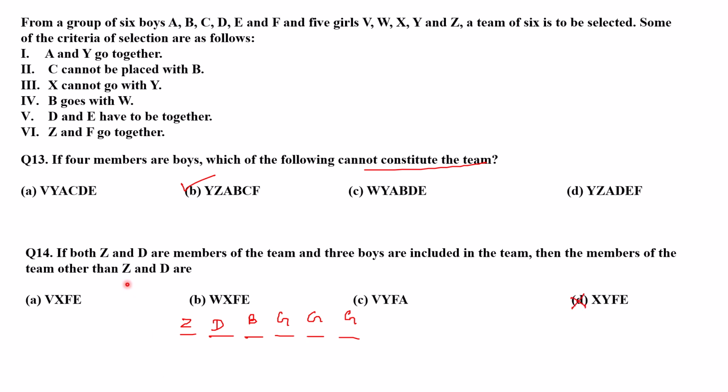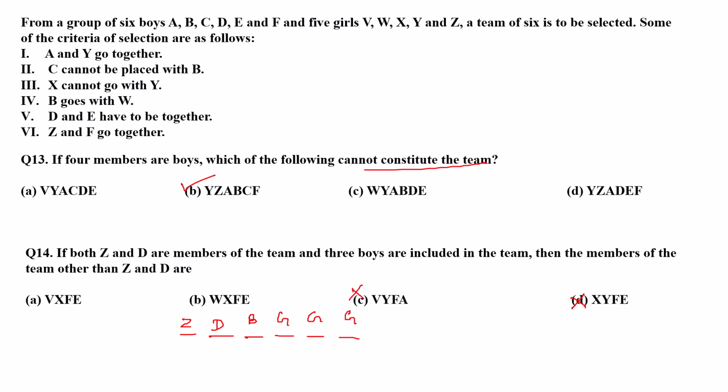Already it is given in the question that Z and D are there, isn't it? So if Z goes, F will also go. F is present in all three, so that is fine. Next, D and E have to be together. If D is going, then E should be there. But E is not in option C, so C is also not the correct team. So this is also gone.